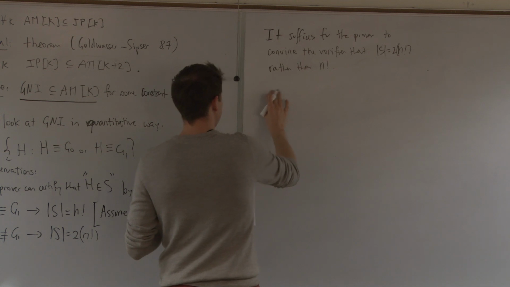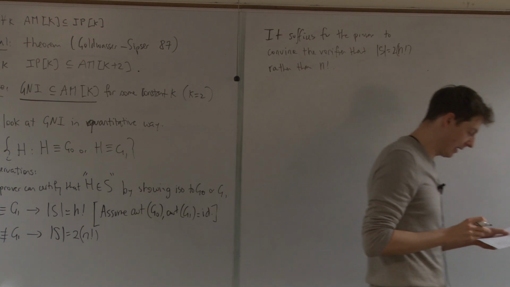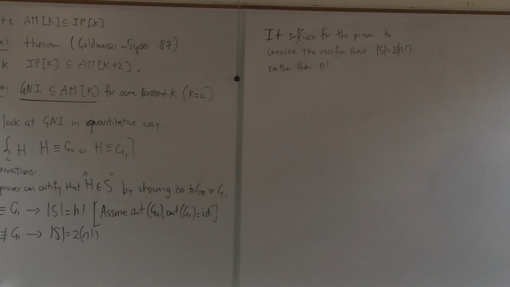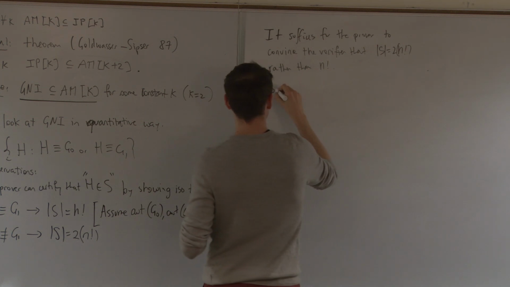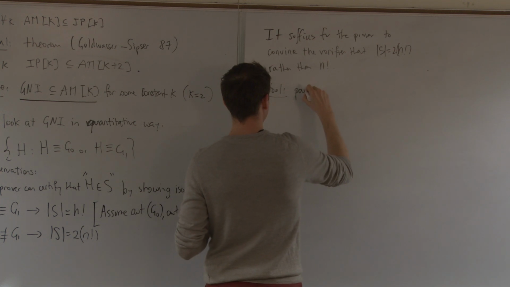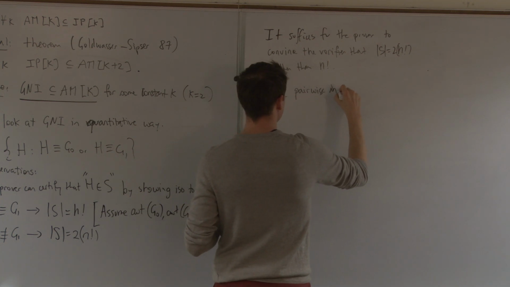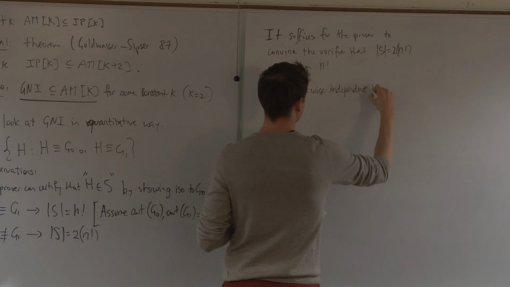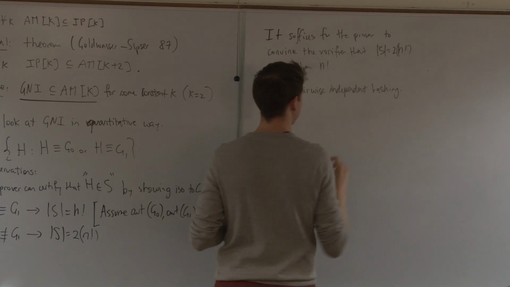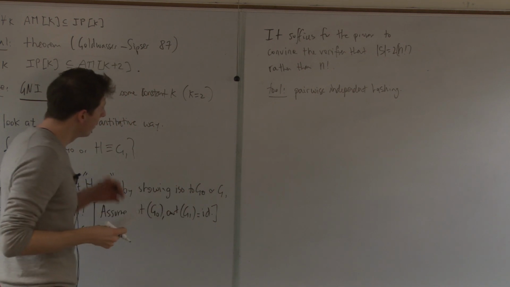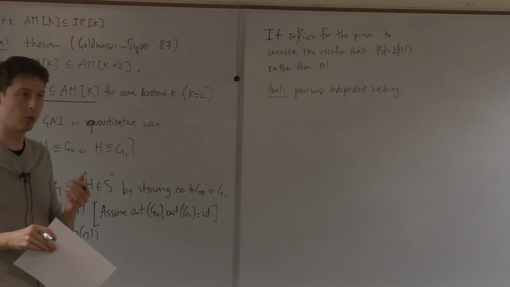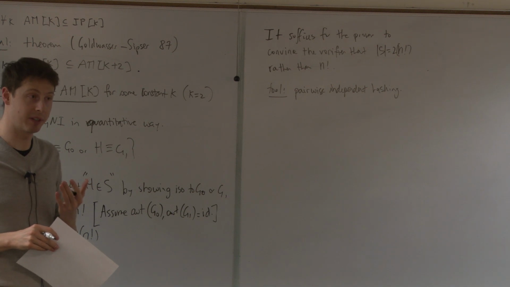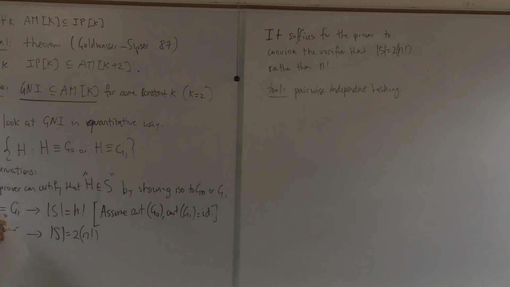In terms of tools, we will not be using anything deeply algebraic. We'll be using mostly combinatorial notions. The main tool is going to be pairwise independent hashing. And by leveraging pairwise independent hashing, we'll develop a so-called approximate counting protocol that will let the verifier check approximately the size of S within a factor of 2. That's good enough. Okay?